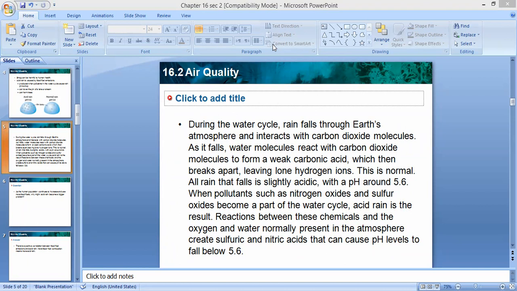Why? Because when this water falls on a lake or on a pond, there are living things there, and these living things are used to living in a certain acidity. If this rain falls, some of the organisms will die.